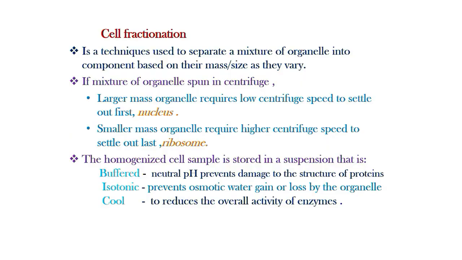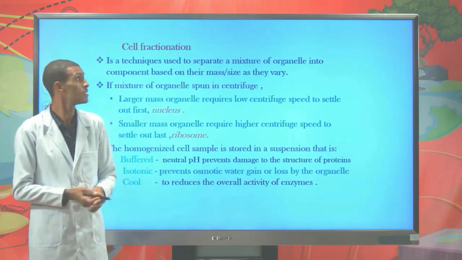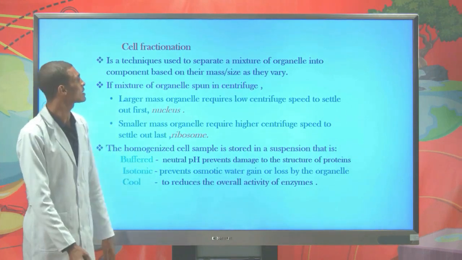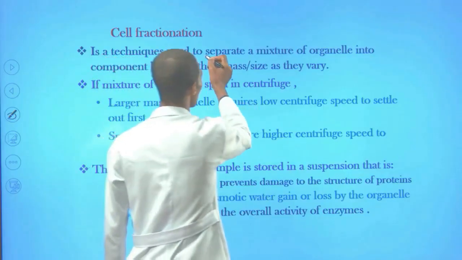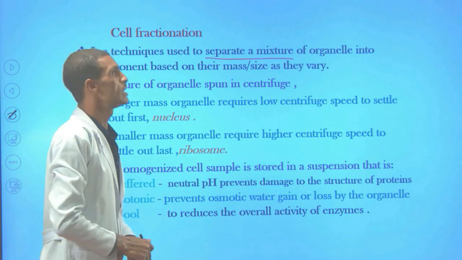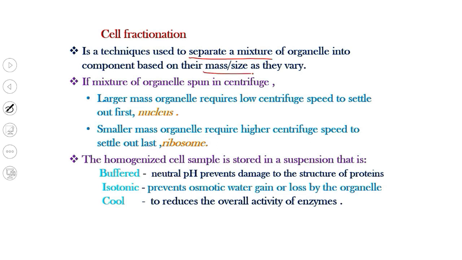Well then, students, another very important activity that biologists undergo, to find which organelles perform what, is the technique of cell fractionation. Cell fractionation is a technique used when a sample of organelles is found together, differentiating or identifying the components based on their mass, size, or density, as they all have a mass difference and a size difference.